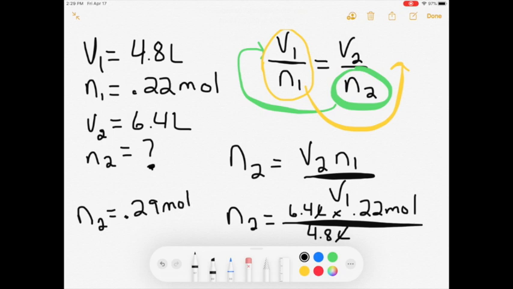That's just N2. Our answer is going to be how many additional moles are added. So we've got to subtract out what our initial was, the 0.22. That gives us 0.07 additional moles were added. That's why I said these can be a little tricky, because there's an extra step you have to do. That doesn't happen with Boyle's, Charles', and combined gas law. That just happens with Avogadro's.